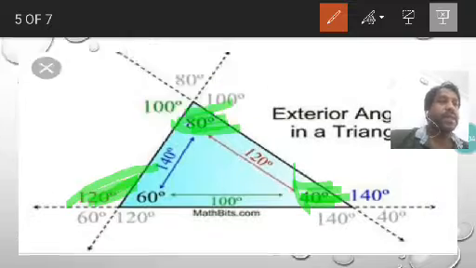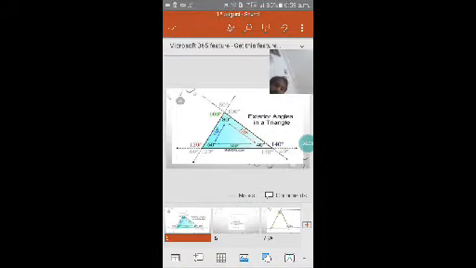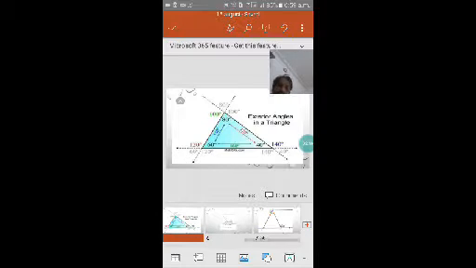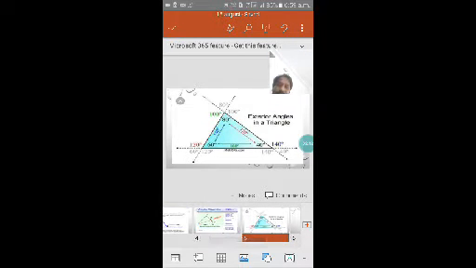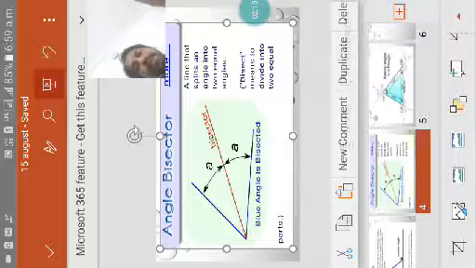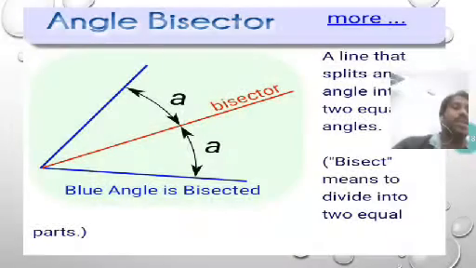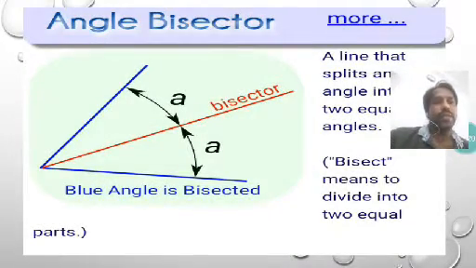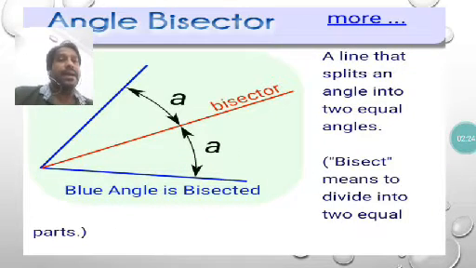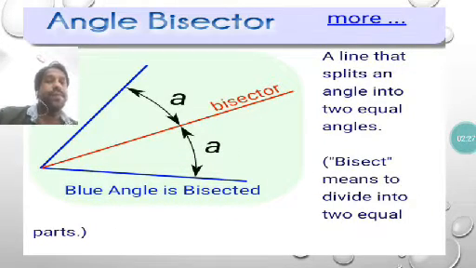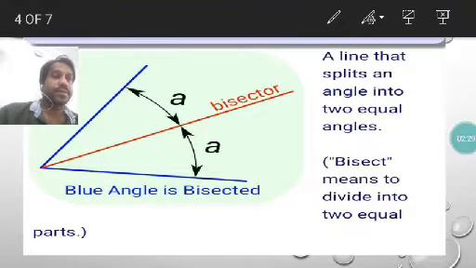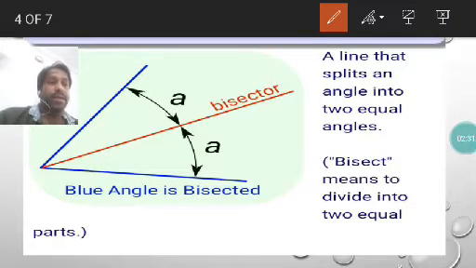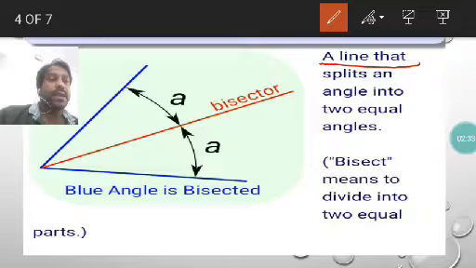Now one more thing that we will discuss here is called the angle bisector. This is very important also. It says that an angle bisector is a line that splits an angle into two equal angles.